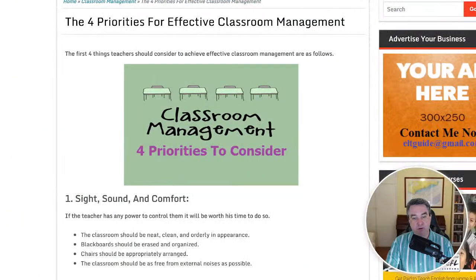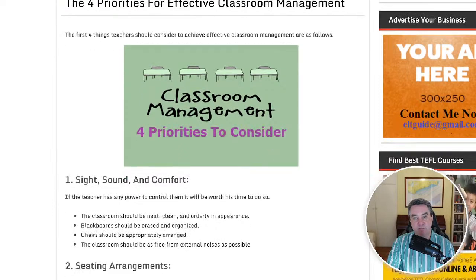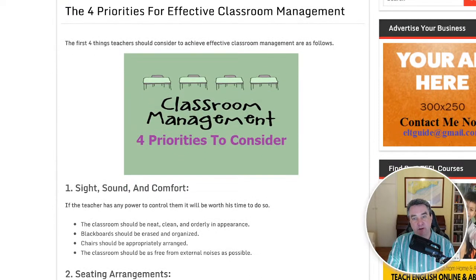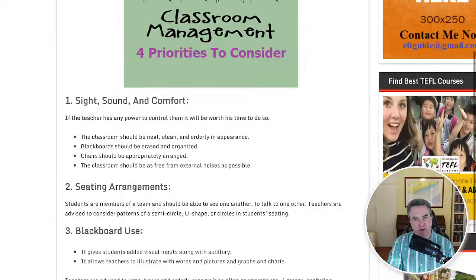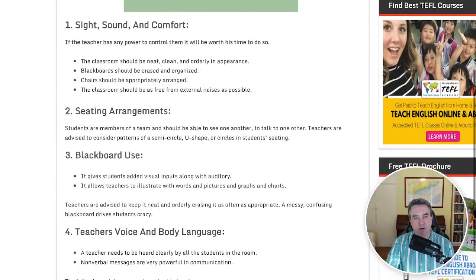the final blog post that we're looking at is about 4 priorities for classroom management. And this blog post looks at 4 things. So sight, sound and comfort. And yeah, the classroom should be neat, clean and orderly in appearance. If the classroom is messy, then the students are going to react negatively or inappropriately.